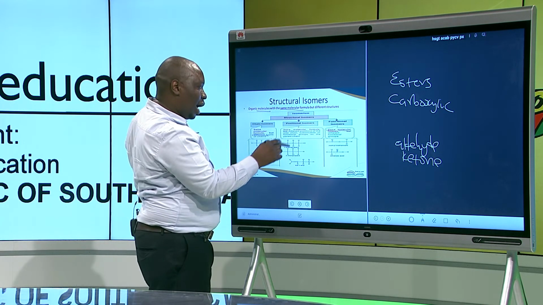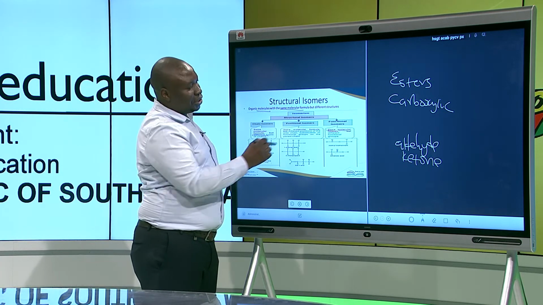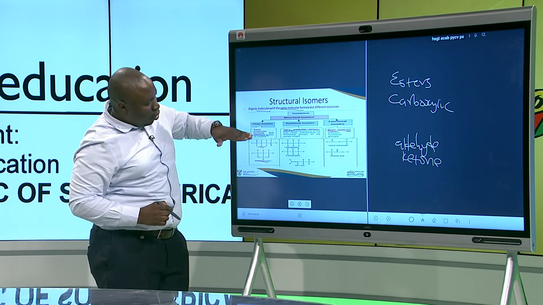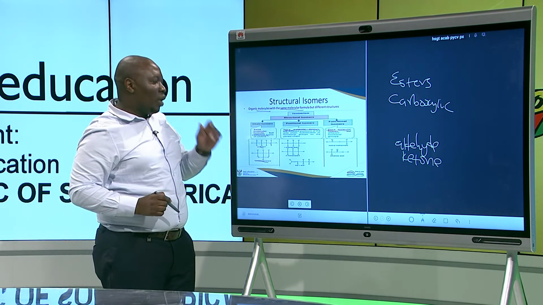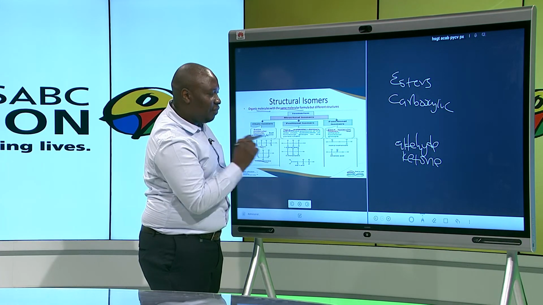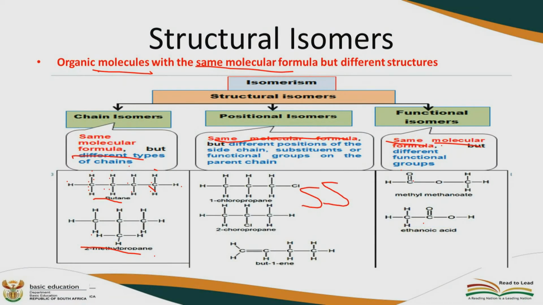The last isomers that we are having, we call them the positional isomers. Positional isomers, they have the same molecular formula. So for all of them, you are saying they all have the same molecular formula, but what is different? On this one, the positional isomers, we have different substituent, different side chain, and or different functional group. So there are three different things there. That's the one you must take care of.